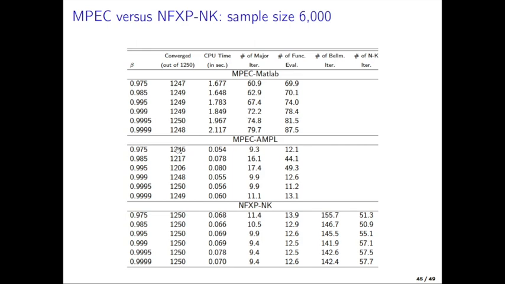But see, it's not converging all the time. Sometimes here, MPEC AMPL is actually starting from five different starting values to try to see if it can find a better solution. And yet, it's not always the case that it's converging, whereas NFXP is incredibly robust.